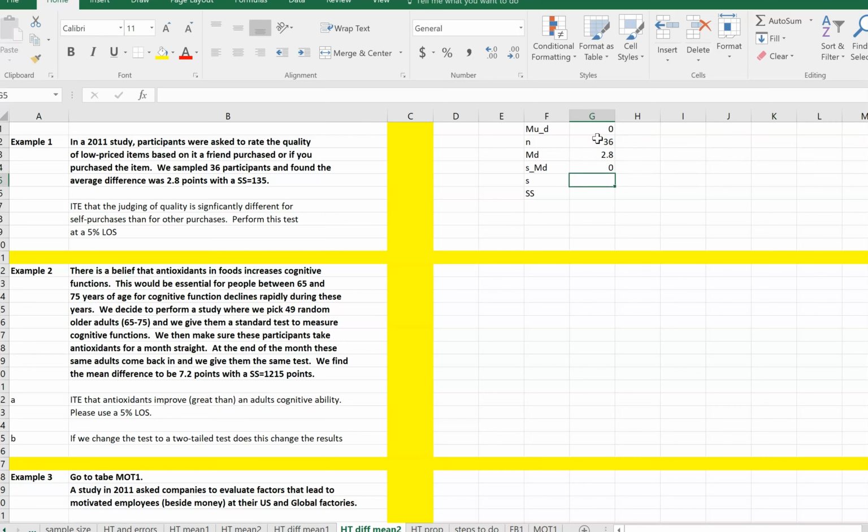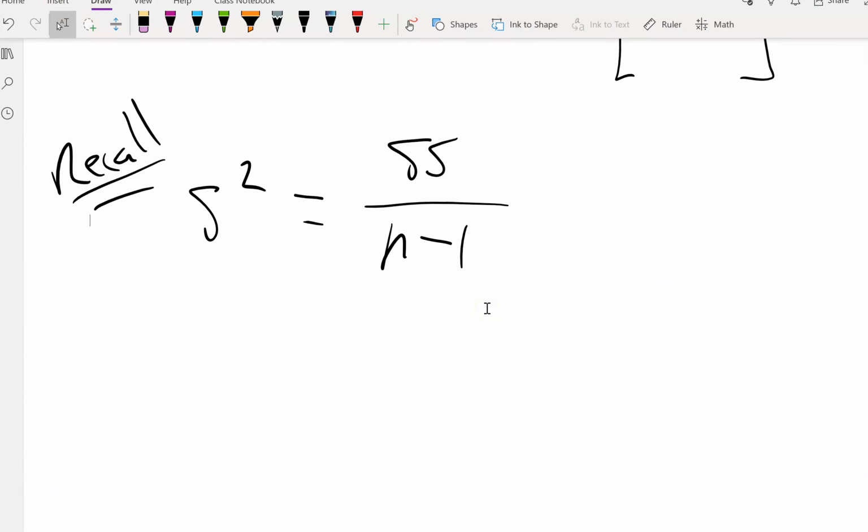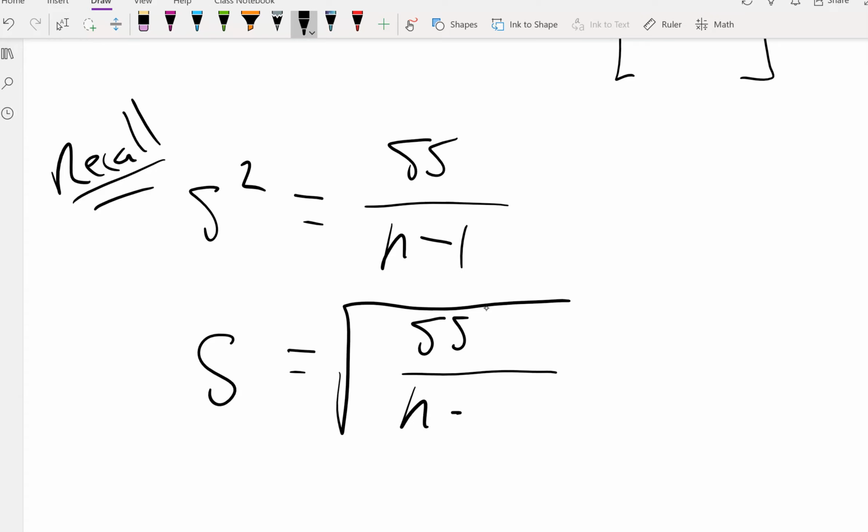But S, by definition, let's go back to the formula sheet here. Can I solve for S? Yes, I can find S. S will equal the square root of SS divided by N minus 1. From that formula I took from the formula sheet, the sample variance is equal to the sum of squares divided by N minus 1. So the sample standard deviation, or the sample error, will always be the square root of SS over N minus 1. So let's go back to the question.